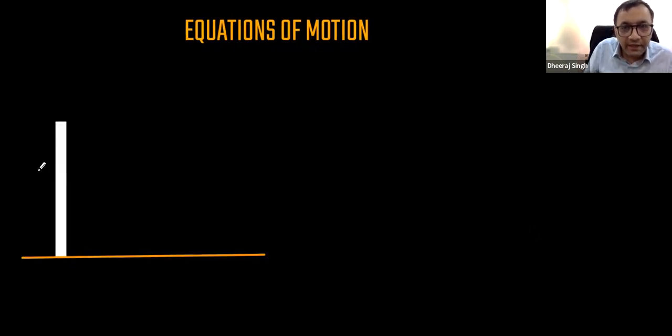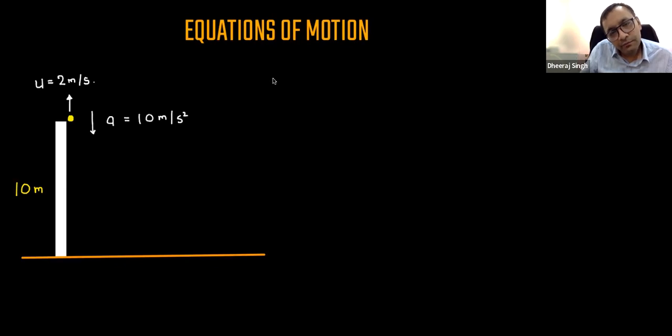Fine. So let's say there is this tower of height 10 meters. And you have a ball here. This ball is thrown up with an initial velocity of 2 meters per second. Assume throughout that the acceleration is downwards, 10 meters per second squared. Fine. You need to find out the time taken to reach the ground. Find out, all of you.